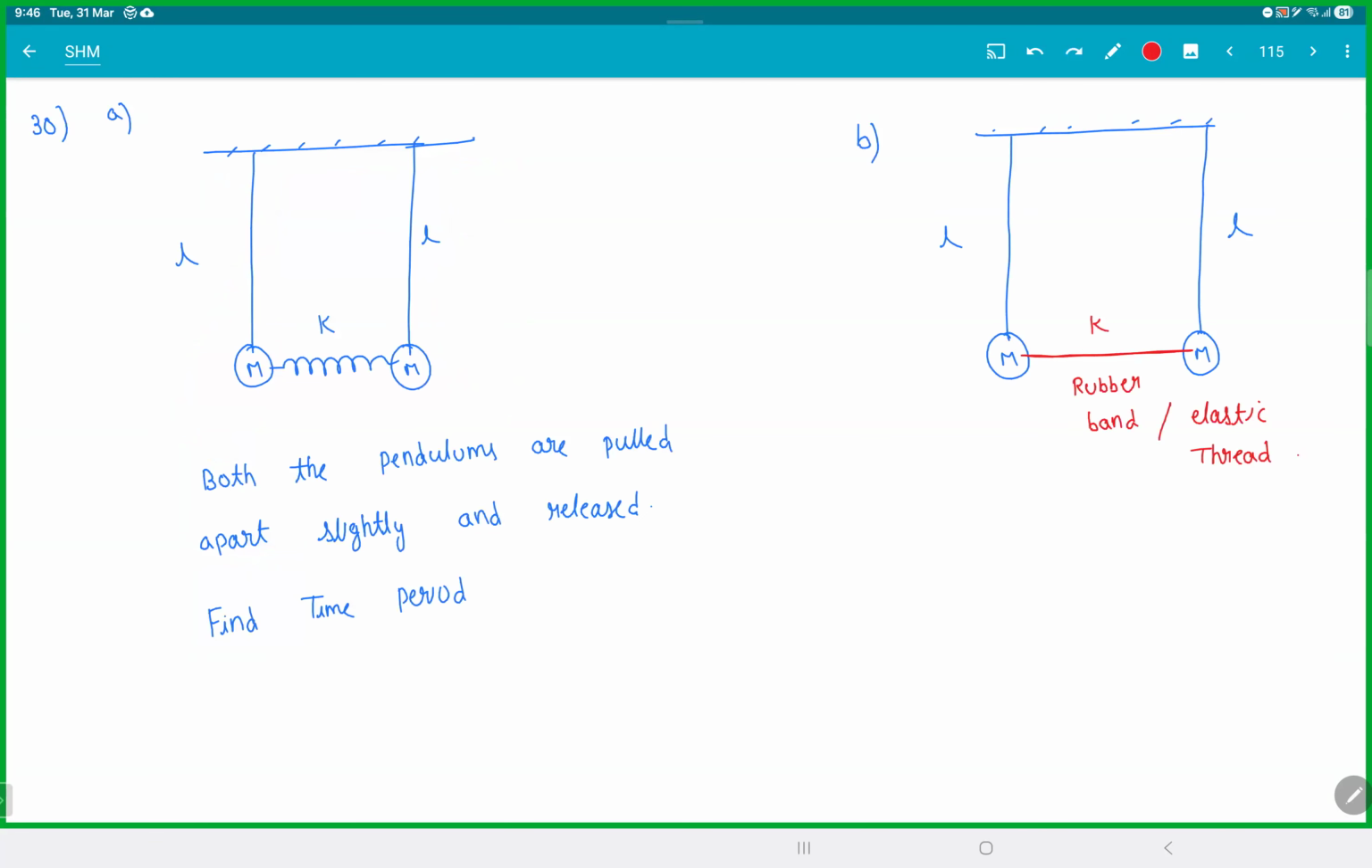Now, how do you approach? Step one, take the system, draw your FBD, find the torque equals I alpha, and you're done. Idea is the same thing. That looks right, Samyak. You got an answer without the spring constant.